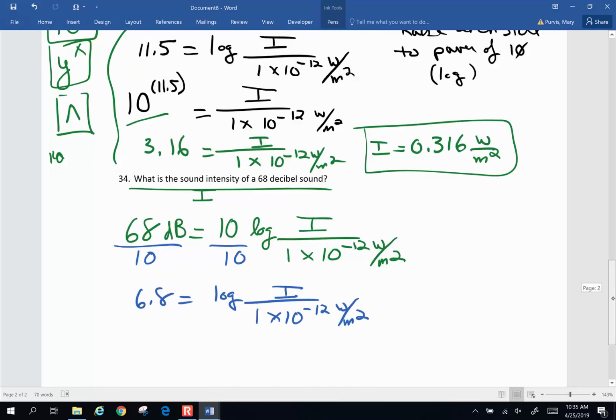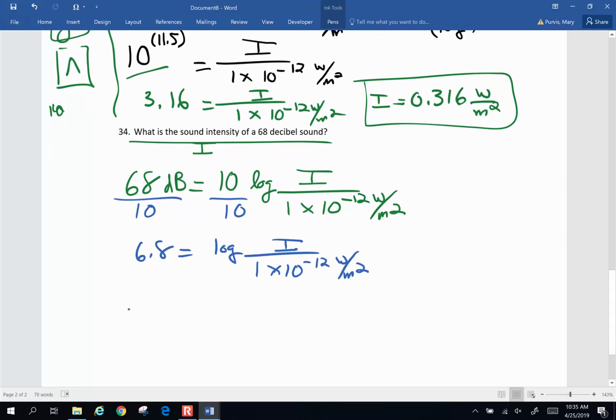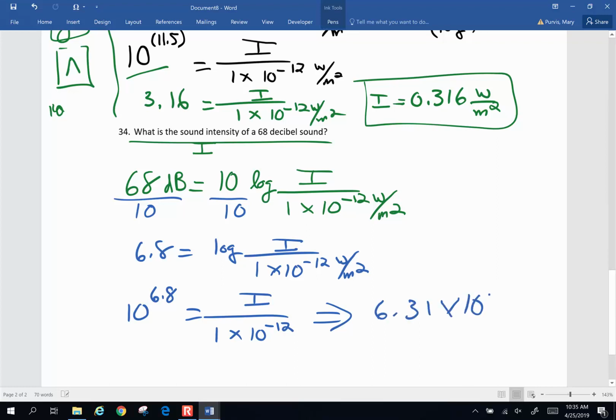How do you undo a base 10 log? Raise it to the power of 10. So 10 to the 6.8 power is going to be I divided by 1 times 10 to the negative 12th. When I do this, 10 raised to the 6.8 power, I get a big honkin' number times 10 to the negative 12th. I'm going to end up with 6.31 times 10 to the negative 6th watts per meter squared.